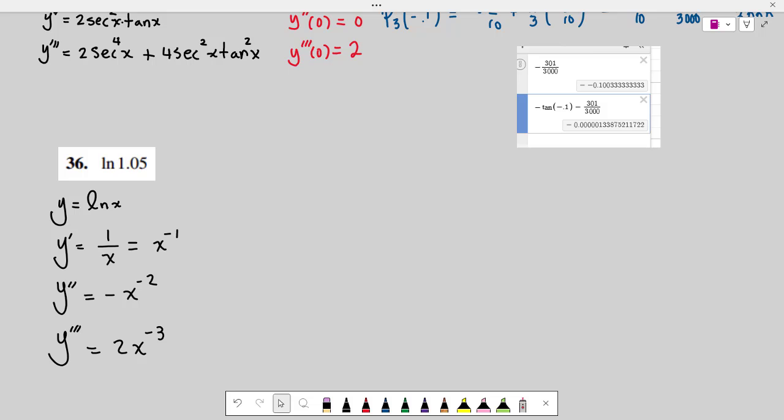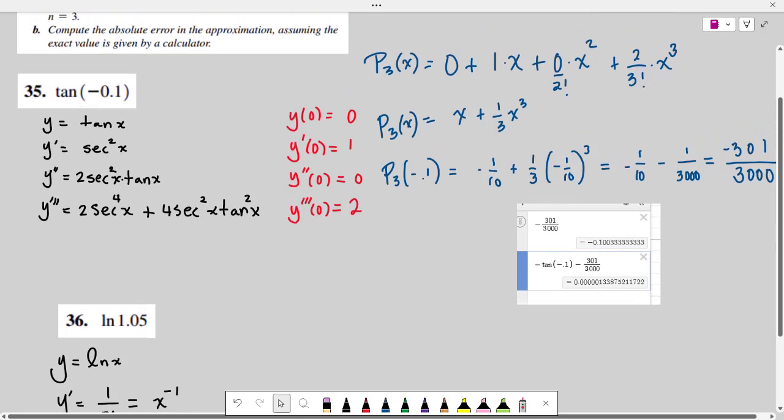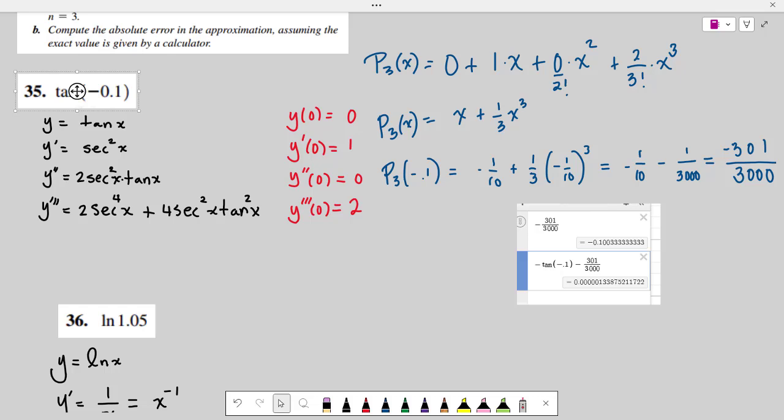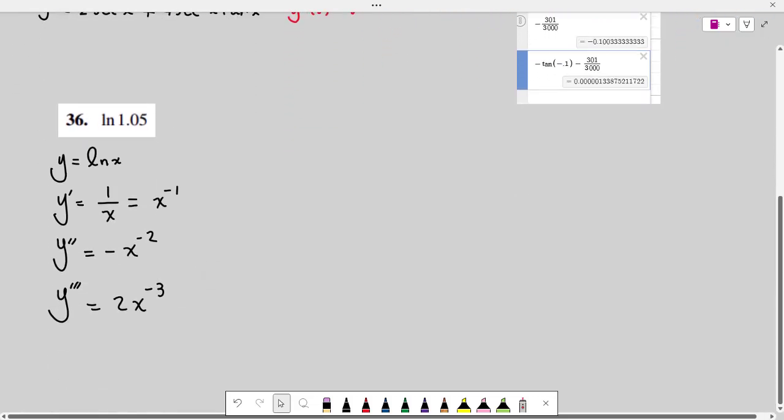It doesn't have to be a whole number. Like up here, if this was closer to pi over 4, we would want to pick pi over 4. If this was tangent of 1, then we want to pick the closest x value that we can evaluate tangent at without a calculator. So here we want to pick the closest, in this case it will be an integer, but if this was, say, natural log of 2.5, we would pick e, because e would be the closest center.